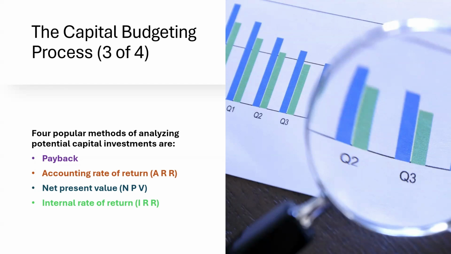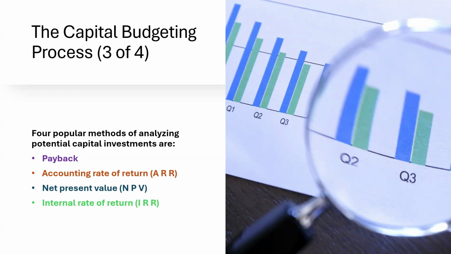Step 2 in the capital budgeting process involves analyzing investments using various capital budgeting methods. In this series, we discuss four popular methods for evaluating potential capital investments. The first one is payback, accounting rate of return, or ARR, net present value, NPV, and internal rate of return, IRR.